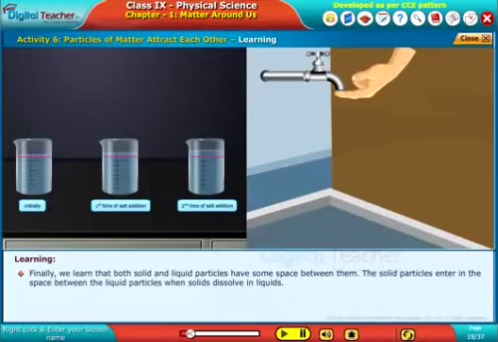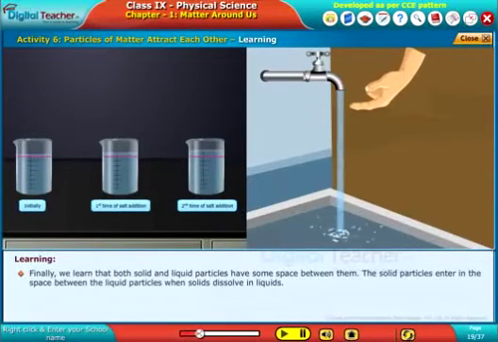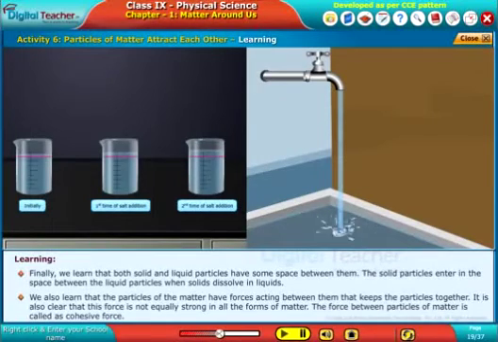Finally, we learn that both solid and liquid particles have some space between them. The solid particles enter in the space between the liquid particles when solids dissolve in liquids. We also learn that the particles of matter have forces acting between them that keep the particles together. It is also clear that this force is not equally strong in all the forms of matter. The force between particles of matter is called cohesive force.